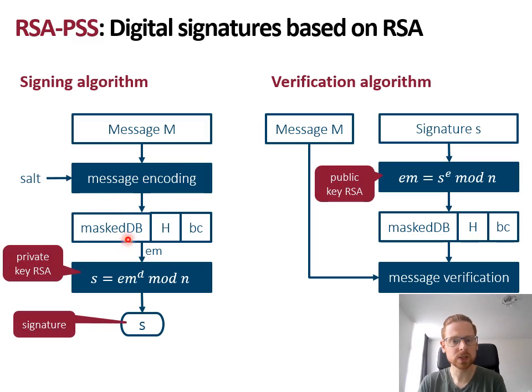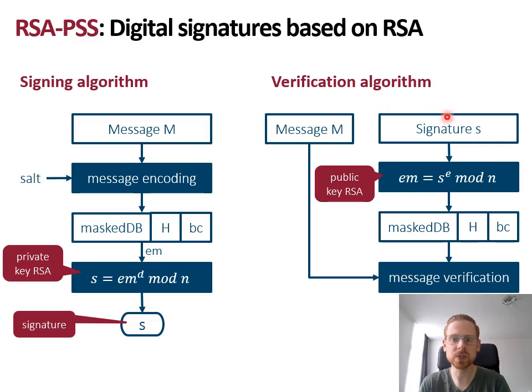Then we take this message, which consists of a masked data block, a value H, and a value BC. This is also referred to as EM. Then we use the standard RSA algorithm with the private key of the sender, which is the one signing the message, to create the signature, which is basically the encrypted value of EM by taking EM to the power D modulo n. This signature S is then appended to the message when it is transmitted.